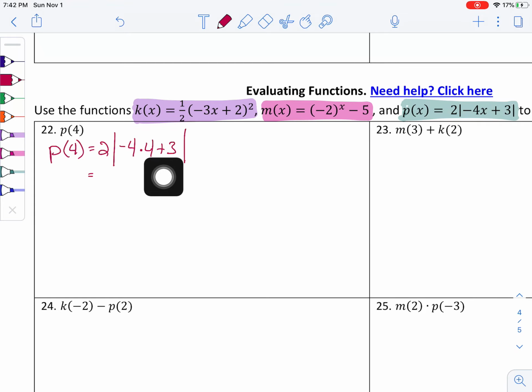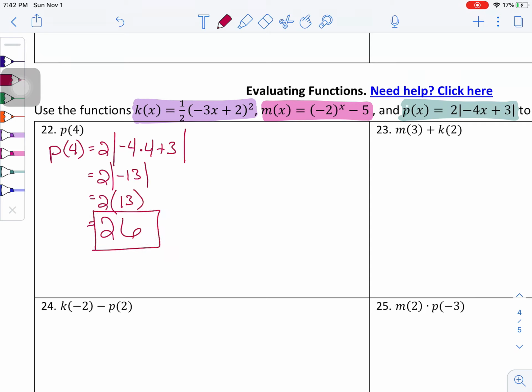So this would be negative 16 plus 3, which would be negative 13. Now, I over-exaggerate my absolute value bars because I have been known on occasion to think they are the number 1 if I don't exaggerate them. So I want to be careful about that. So this is going to be 2 times. Now, the absolute value of negative 13 is 13, so 2 times 13 makes 26. And that is what p of 4 is equal to.